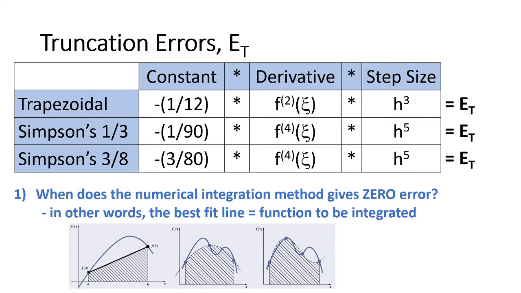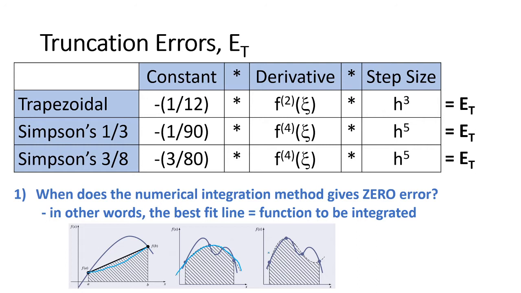If you look at the three small diagrams at the bottom of the slide, the first diagram is the trapezoidal rule. The straight line is used to approximate the function to be integrated, which is not so accurate. As for Simpson's one-third rule, a quadratic line is used to approximate the function to be integrated. And the third diagram shows that Simpson's 3/8 rule uses a third order polynomial to approximate the function to be integrated. So if the approximated best fit line perfectly matches the function to be integrated, then the truncation error will be exactly zero.